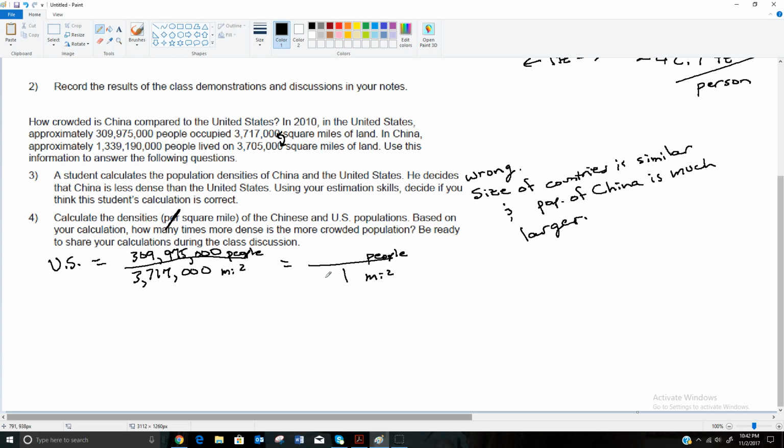So 309,975,000 divided by 3,717,000 square miles comes out to be approximately, and I should always put approximately here, 83.4 people per square mile, which means on average, it doesn't mean all over the country. There are more dense locations and less dense locations, obviously, but on average there are 83.4 people living in every 1 square mile in the country.